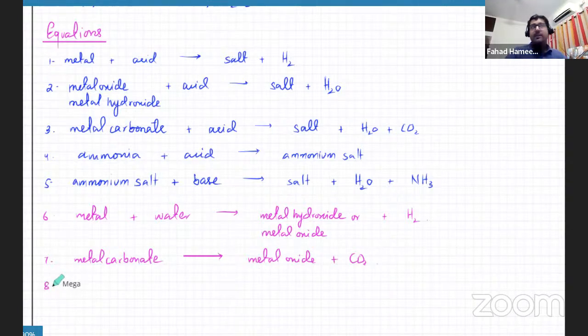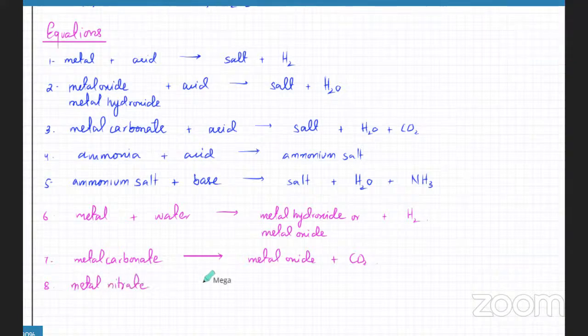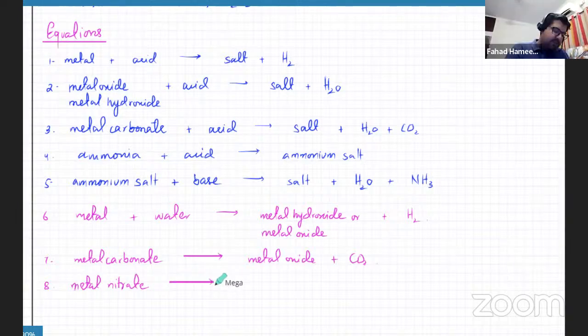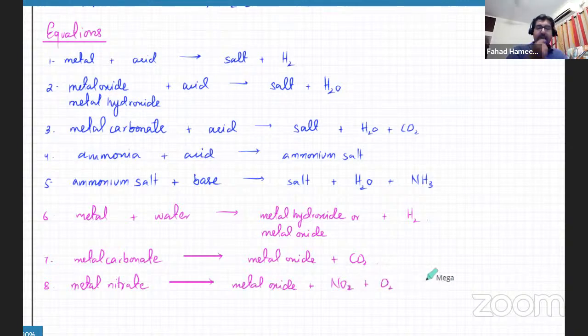I said group 1 is not in your course, so I don't really care about group 1. Just a normal metal nitrate. What happens? A metal oxide and nitrogen dioxide, and one more thing: oxygen as well. So it's going to form metal oxide plus NO2 plus oxygen gas, O2.